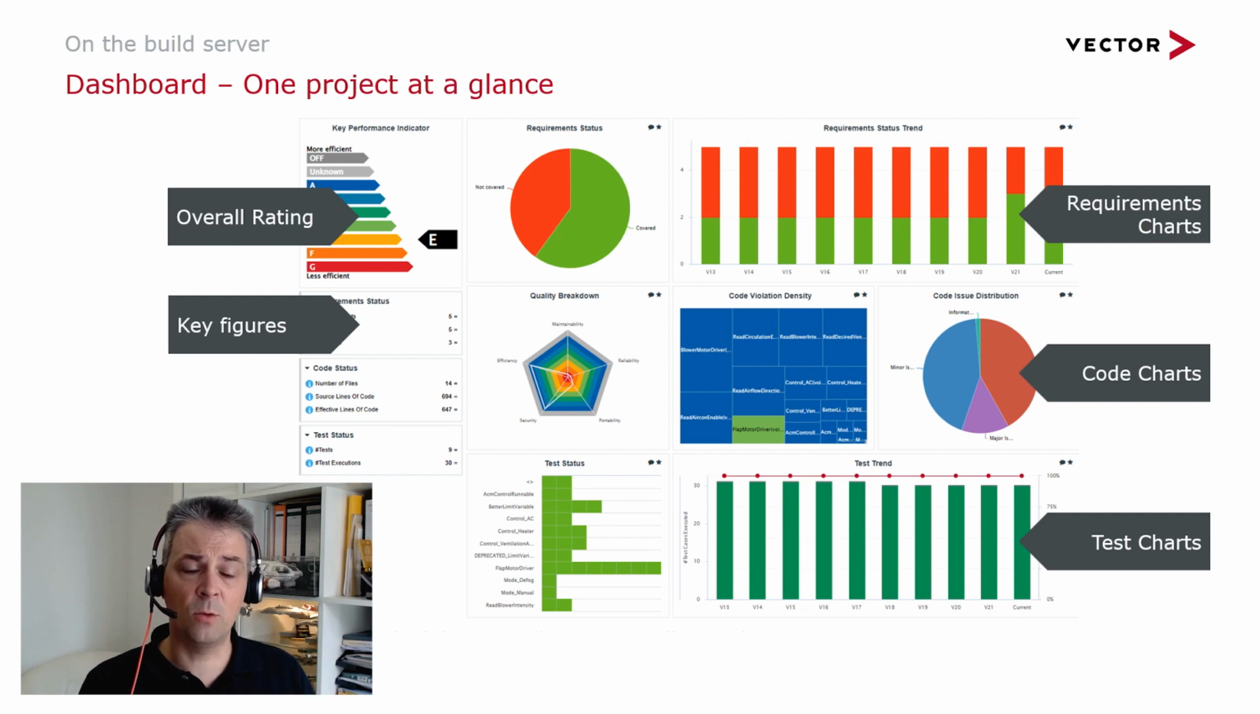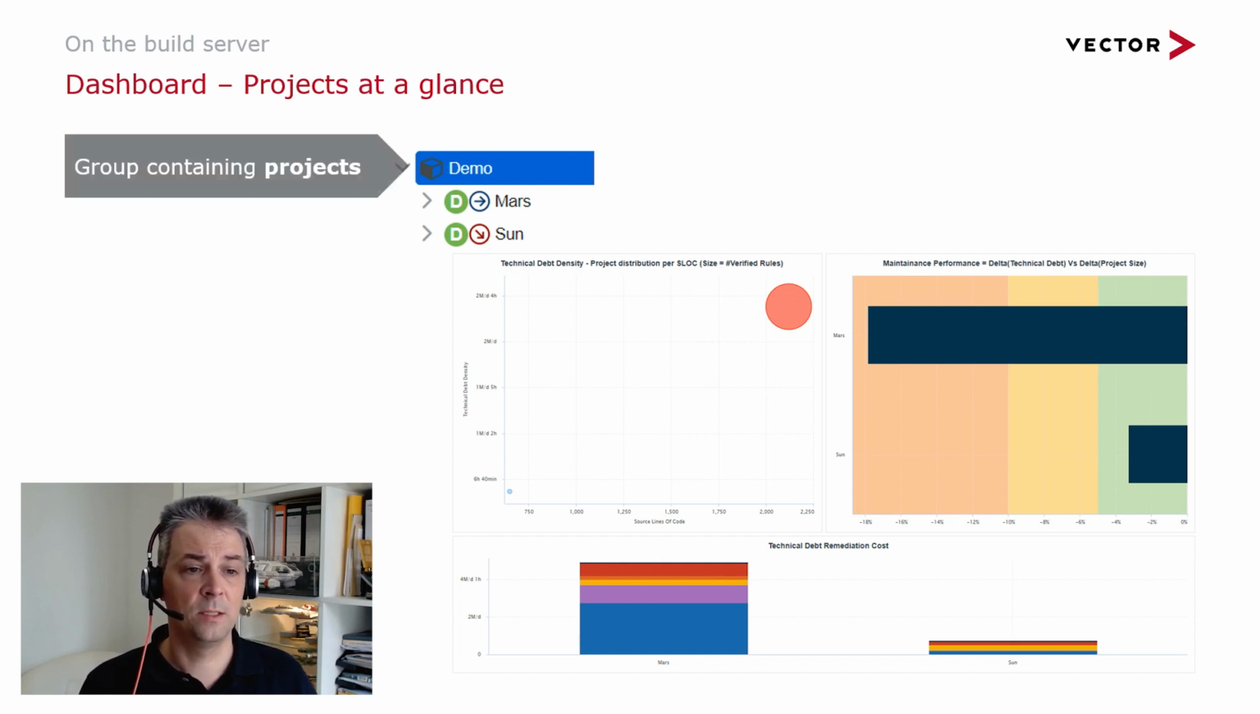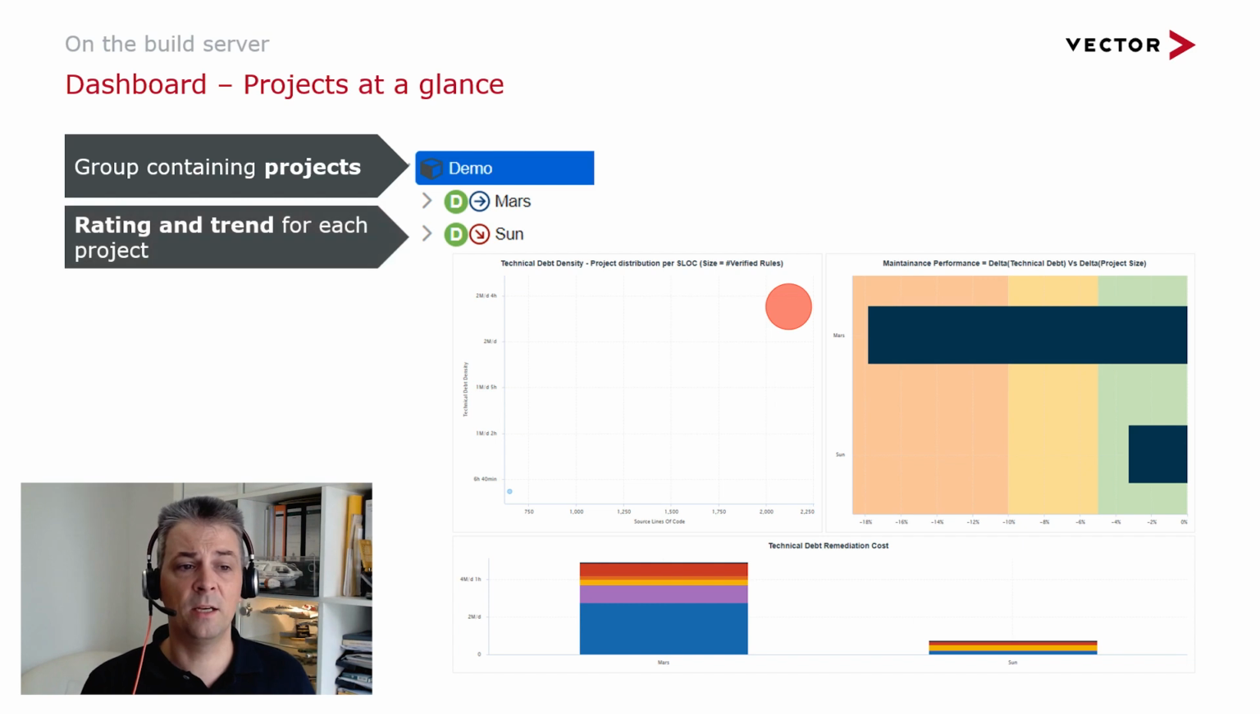We can even take one step further up and not just take a look at one project, but at different projects running on the same build server, being analyzed on the same data intelligence server. So we have a group that contains projects, and we have a rating and trend for each project. So here we see Mars and Sun project, both are rated D. Sun is going down from the trend.